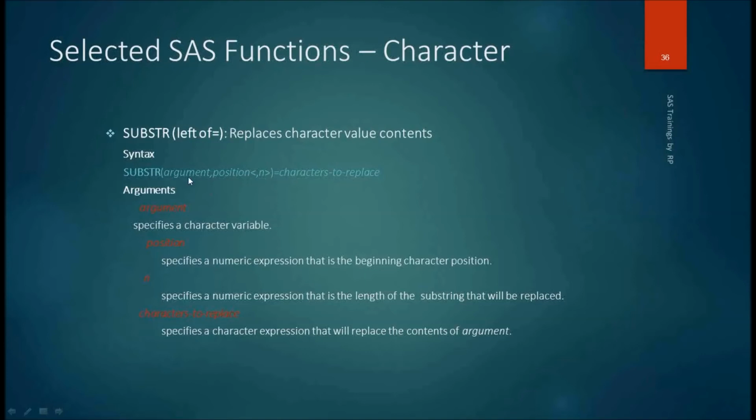So the syntax looks like this: substring, argument, starting position and the length. The argument will be a character variable, and the position specifies the starting position where the substring starts reading the character value, and n specifies the number of characters, the length of the substring that will be replaced.